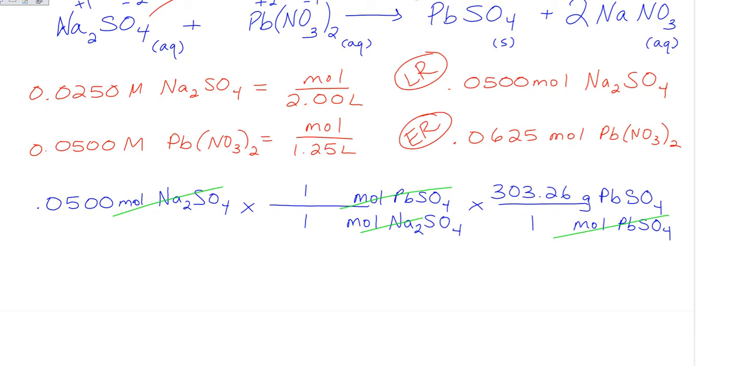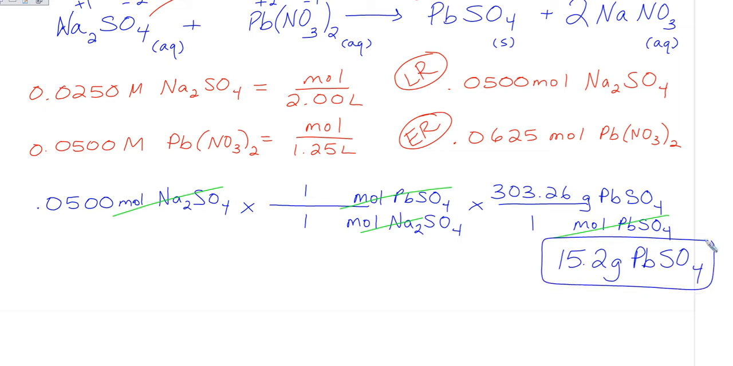With 3 sig figs, the first 0 is not significant, but the 2 at the end are. There's a decimal spot in the number. I'm going to say 15.2 grams. There we are. 15.2 grams of lead sulfate precipitate. That wasn't bad, right?